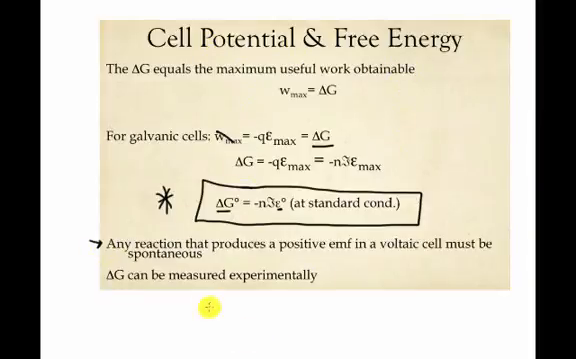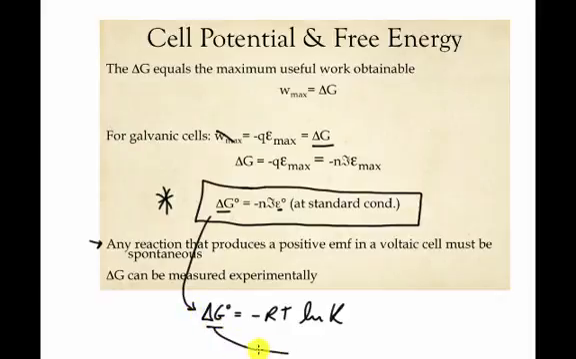Now, you know that free energy is equal to, under standard conditions, negative RT ln K. So, since we know what the free energy is, if we just measure the voltage, we can figure out the free energy, plug it into this equation here, and then figure out what K is. So we've got two things we can do with this cell potential once we find it: figure out the free energy or figure out K.